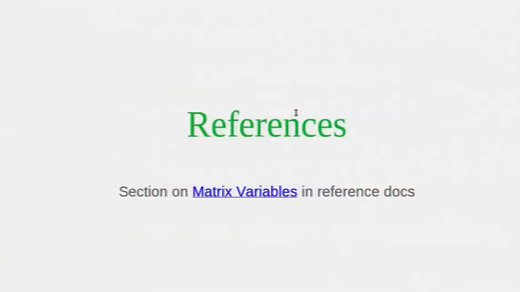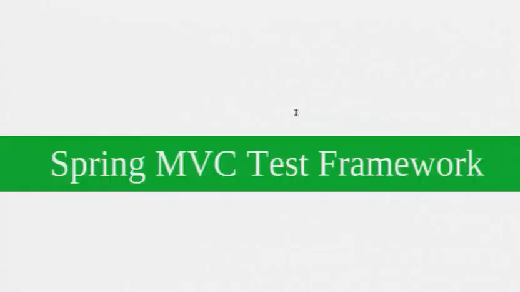And we do have a section on matrix variables in the reference docs. I should mention that if you try this today, it's not going to work, and that's because I found a bug as I was trying to add it to the Spring MVC showcase yesterday. Oops. So that's going to be fixed shortly, hopefully. But you have the information on how it works, and RC1 should be available about a week after.